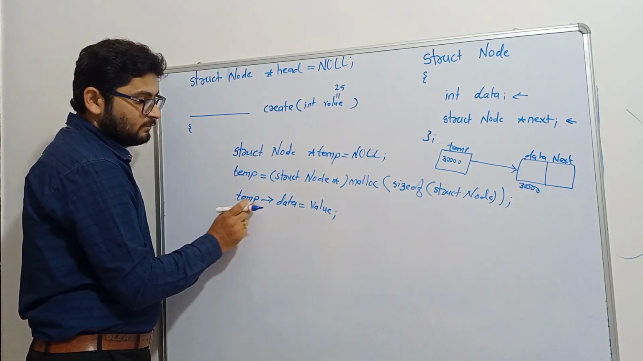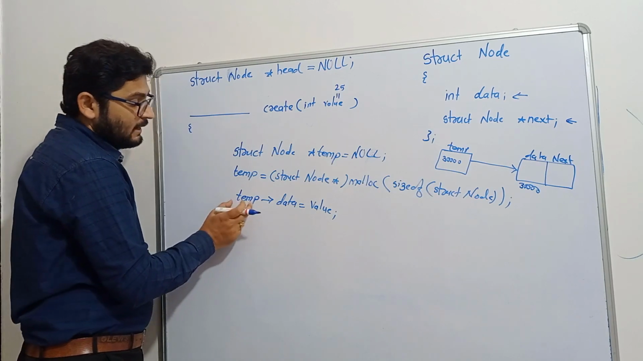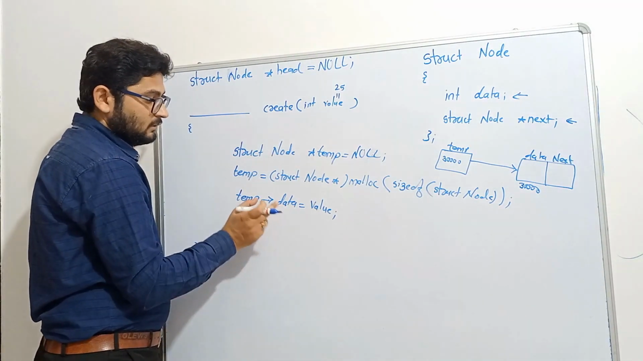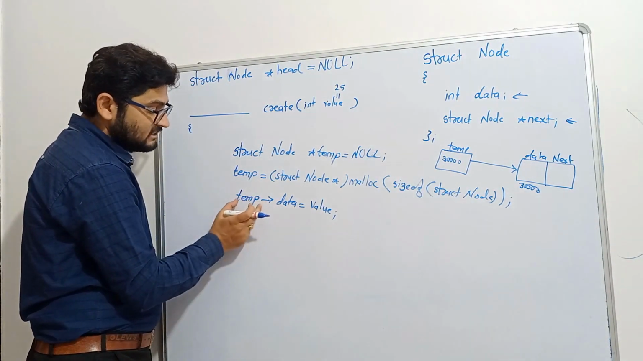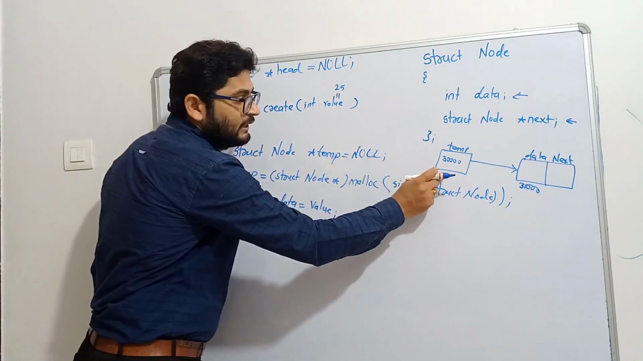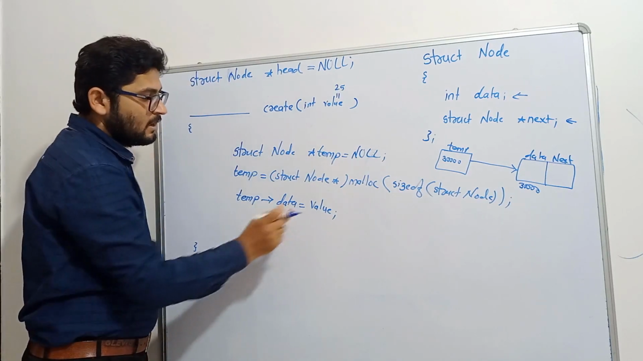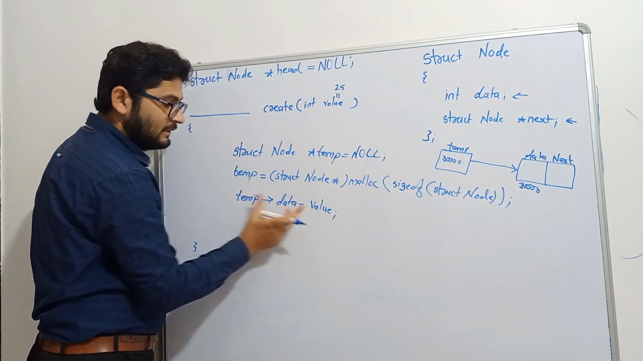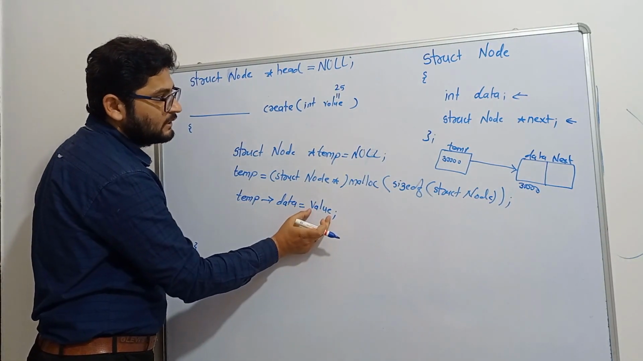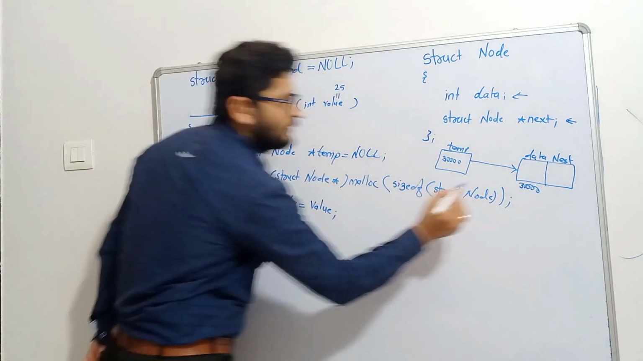Now what is this statement going to do? Temp arrow data means what? The data part of the node to which temp is pointing. Currently temp is pointing to this node and the data part of this node is nothing but over here. Now we are storing that value in this part. So what is the value over here? 25. So we will store 25 over here.